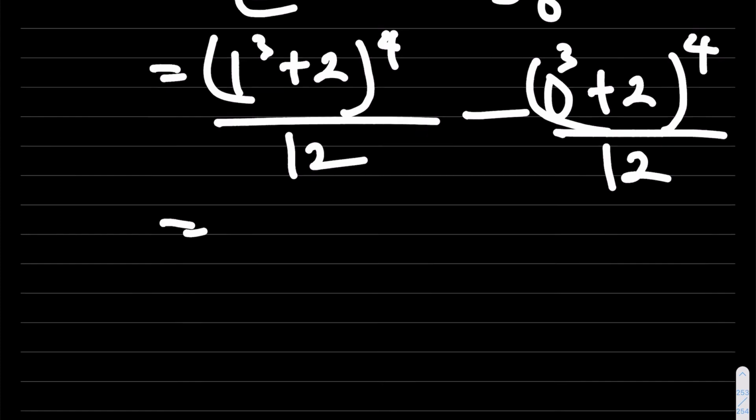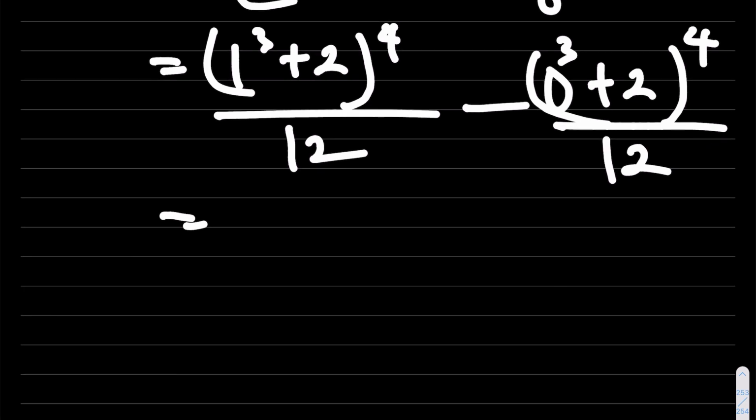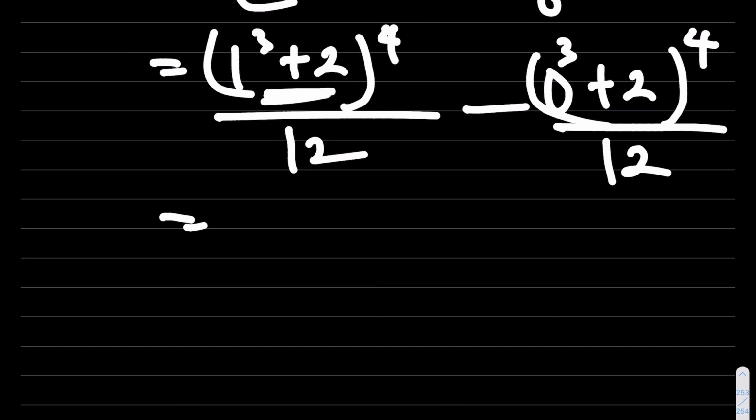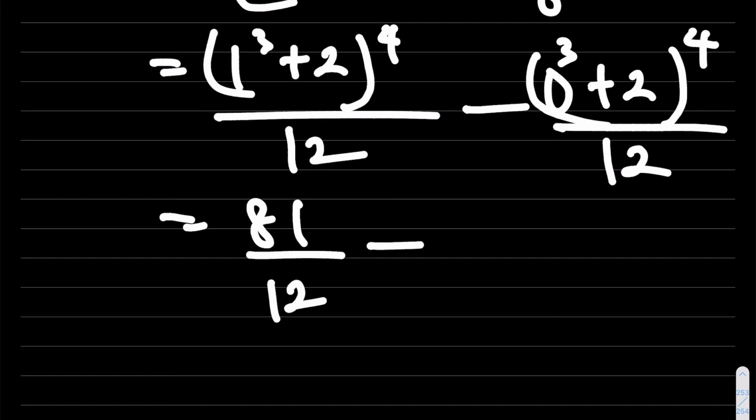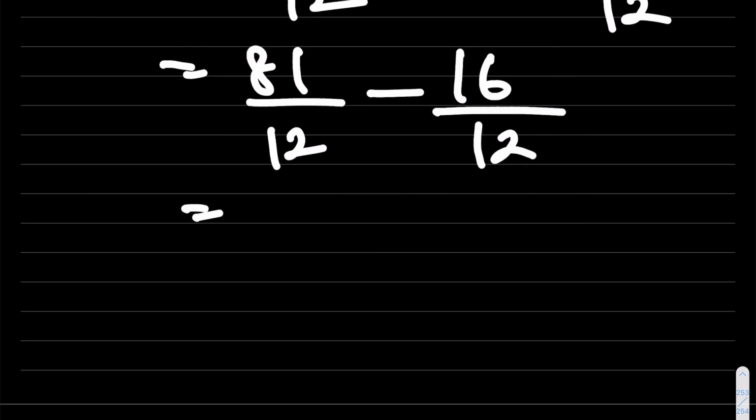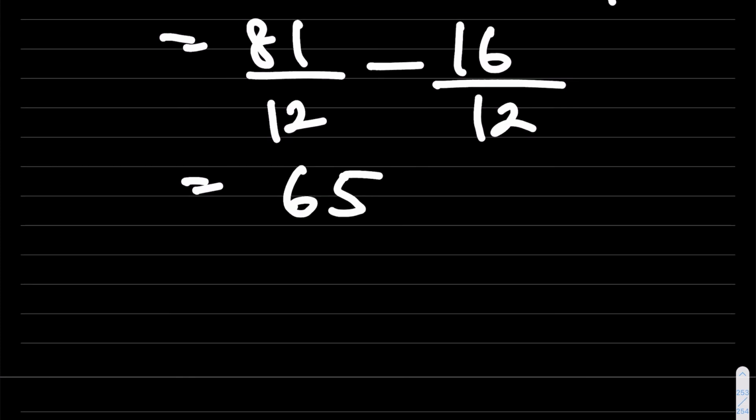And that's the same as 1 cubed is 1 plus 2, that's 3. 3 raised to the power 4 is 81. That's 81 over 12 minus 0 cubed is 0 plus 2, that's 2. 2 raised to the power 4 is 16 all over 12. And that same thing means 81 minus 16, which is the same as 65. I think that's correct. Yeah, that's correct. That's 65 all over 12. And that's it. Very, very simply.